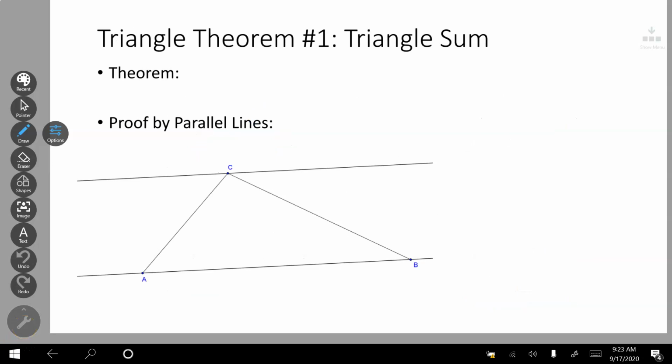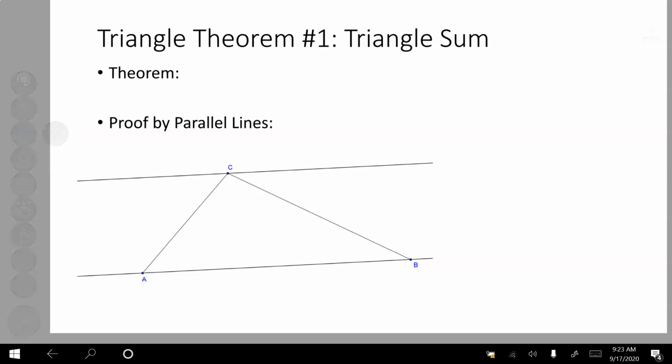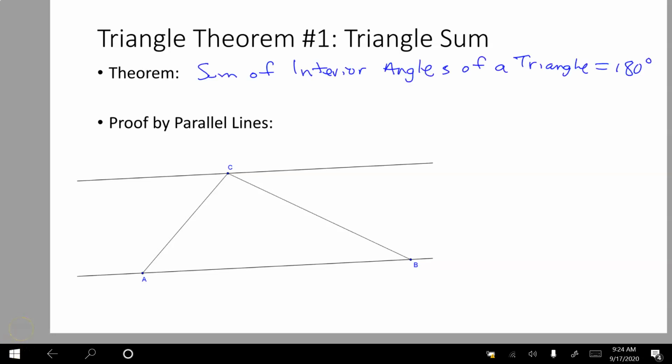In geometry, we use ideas called theorems. They're called theorems because we could prove them. As opposed to that postulate that we did before, where that's something we can't prove, we just accept. So this theorem that I'm going to show you in a second is called the triangle sum theorem. And many of you already know that the sum of the angles add up to 180. So the sum of the interior angles of a triangle equal 180 degrees. This is nothing new to you guys most likely.